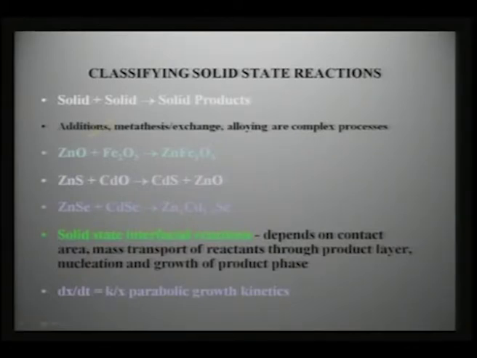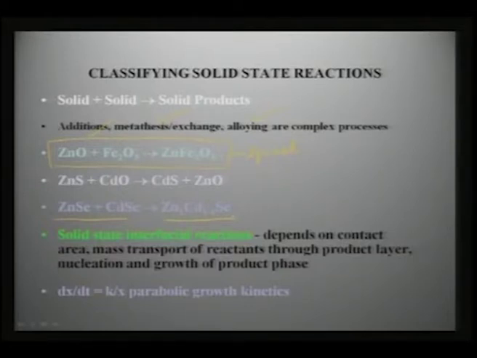There are other solid state reactions wherein solid plus solid can give solid products. Some of the examples are addition reactions. In this addition reaction you have zinc oxide and Fe2O3 forming zinc ferrite. In other words, this is a spinel compound. So this is a solid reaction yielding another solid, or you can go for a metathesis or an exchange reaction where you take zinc sulphide and treat it with cadmium oxide, you can actually get cadmium sulphide and zinc oxide. So this is a metathesis reaction, or you can go for alloying where you take zinc selenide and you add cadmium selenide, then you can get a solid solution such as zinc cadmium selenide.